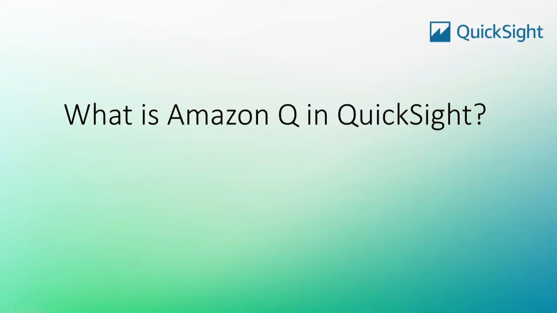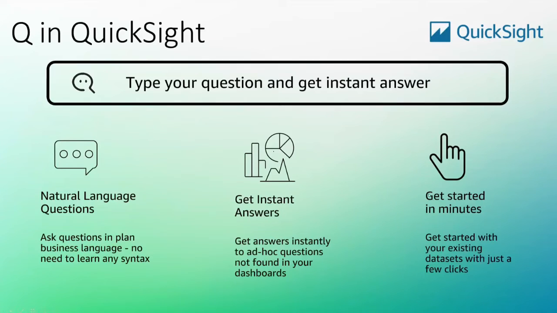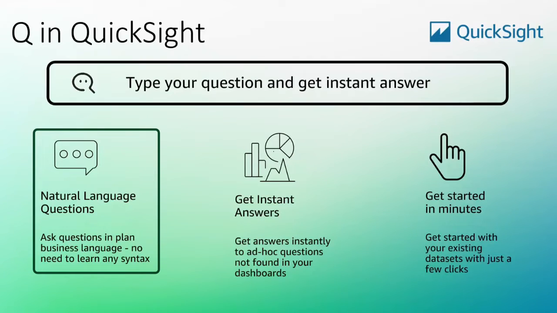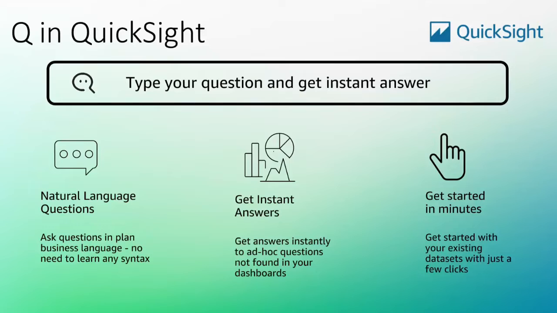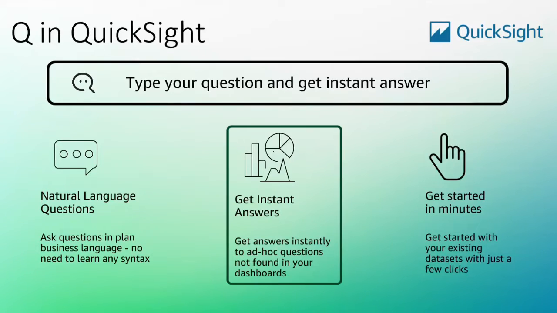Now let's take a look at what Q in Amazon QuickSight is. First and foremost, Q is truly a natural language search where business users can ask questions about their data using everyday business language in its most natural form. There is no need to learn or remember any question syntax or deal with complex keyword tokens. And the second thing is that users can get answers that go beyond the known questions captured in a pre-built dashboard.